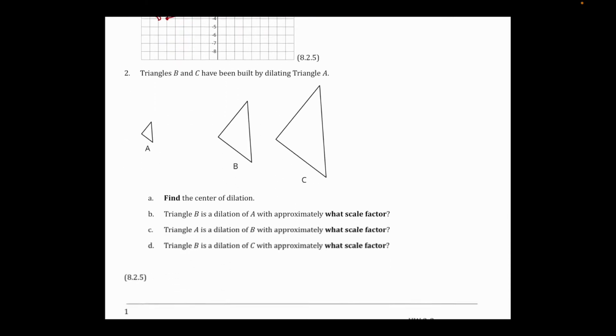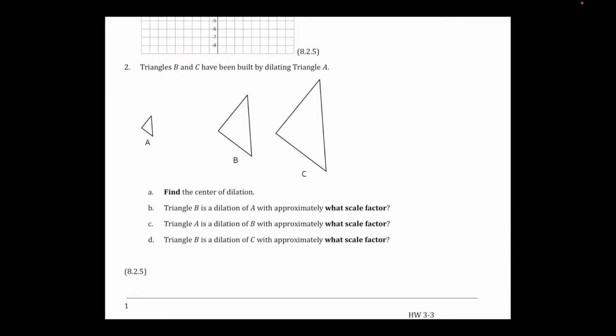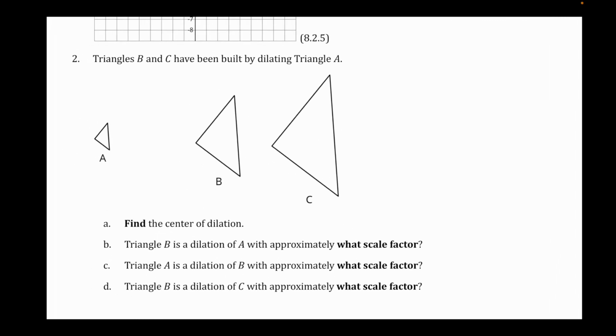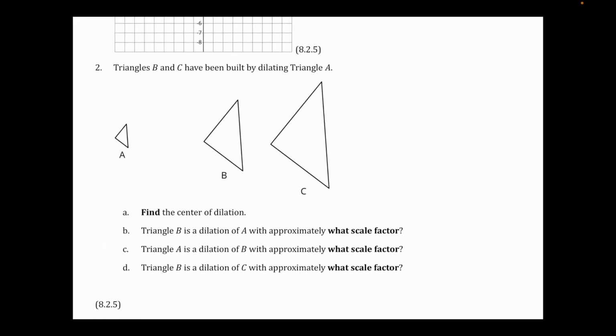Okay, let's look at question 2. This one gets a little bit more complicated. Triangles B and C have been built by dilating triangle A. So that means triangle A is my original, or my pre-image. So that is my pre-image. They want me to find the center of dilation.